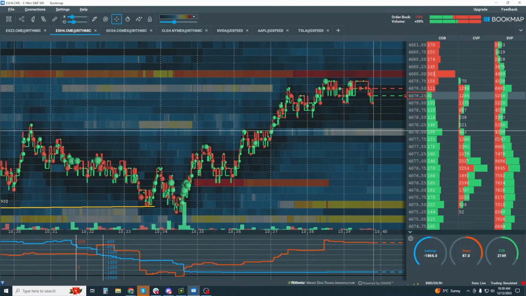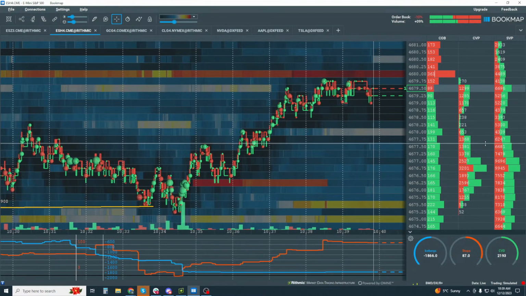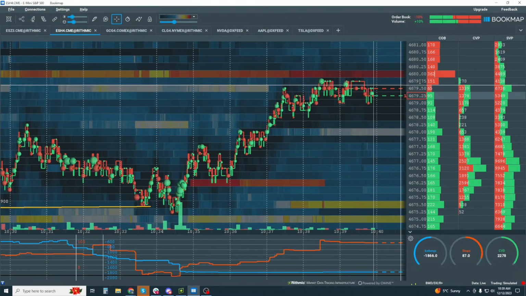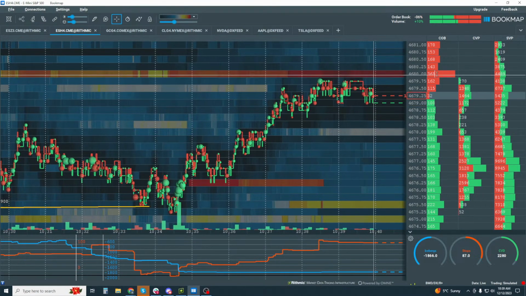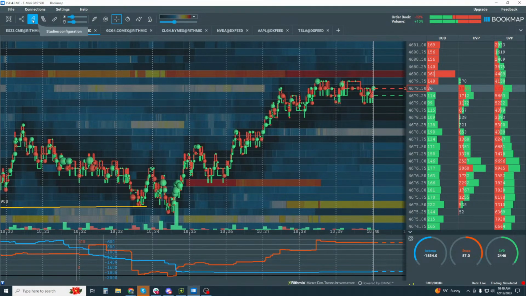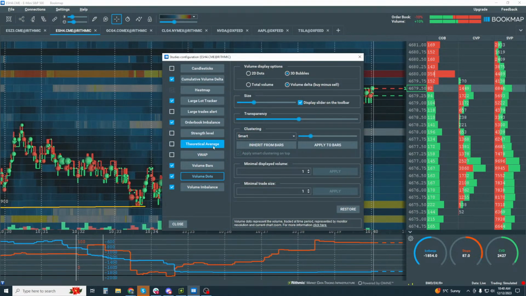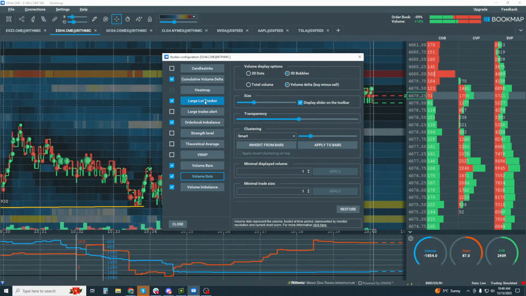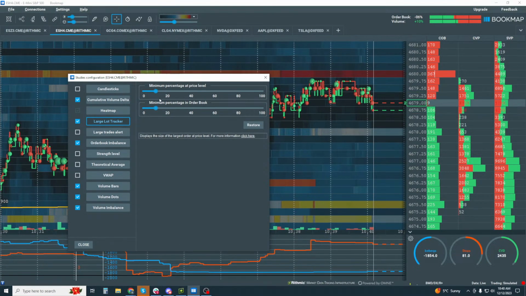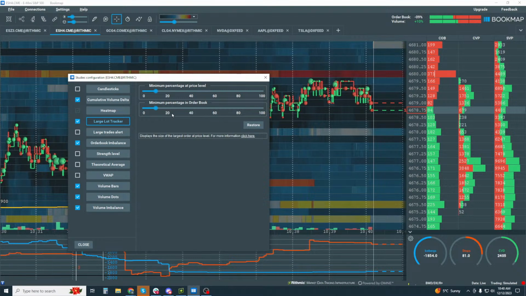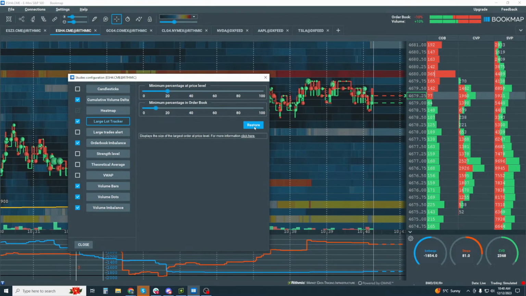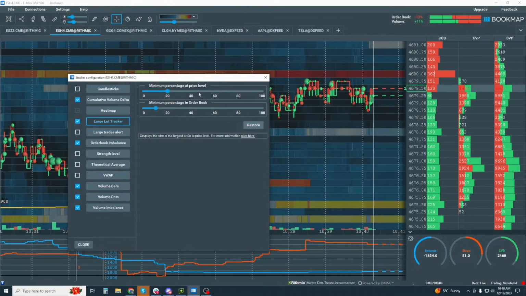We haven't looked at this large lot tracker in quite a while. It's part of the Global Plus package in Bookmap, and we've had it since almost the beginning. Let me show you where it is. It's under Studies and Configuration here, and then Large Lot Tracker right here. There are two different filters in here, and I have mine on default.